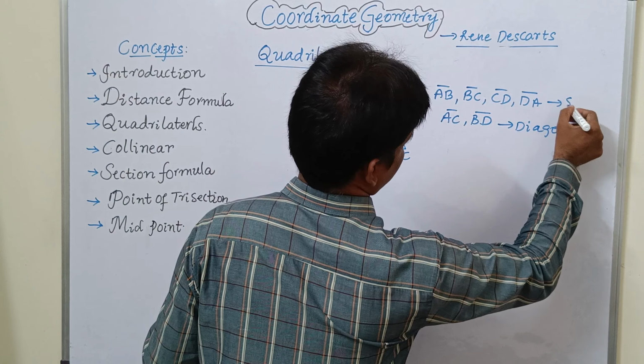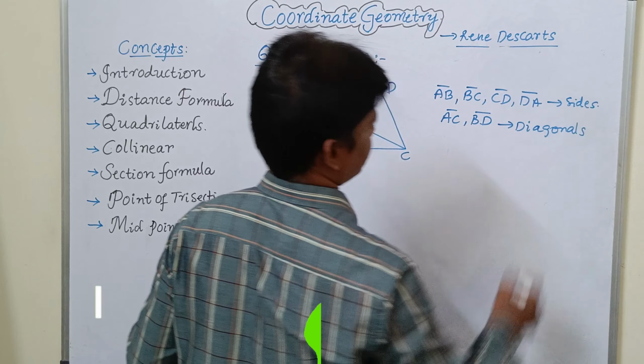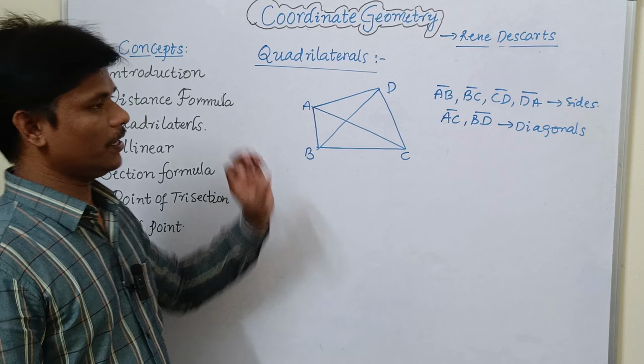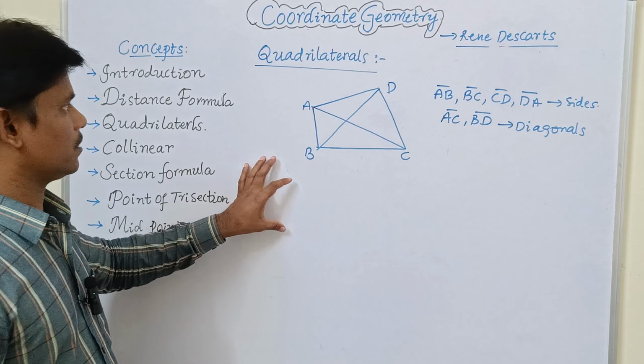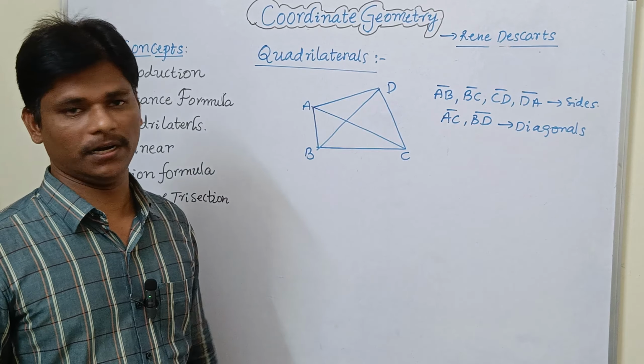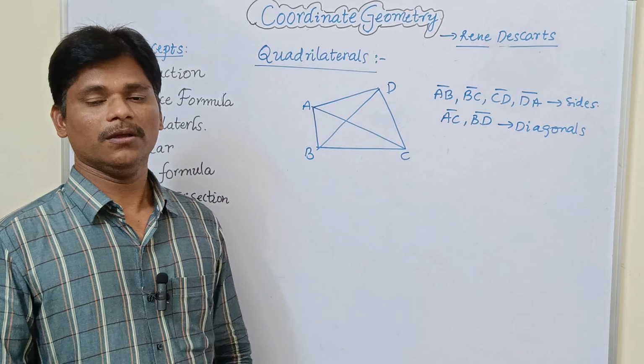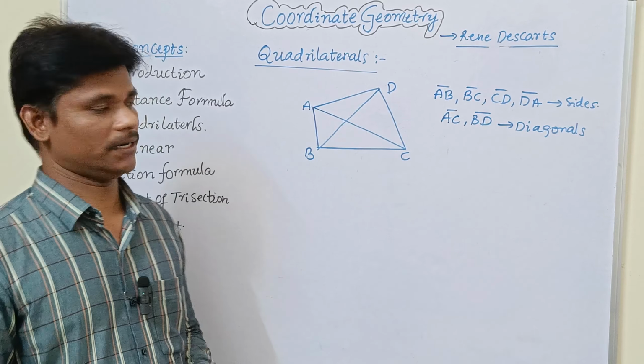Diagonals. These are the sides or line segments. So how do we find out in a quadrilateral what the main uses and main properties are? What are the types of quadrilaterals, and what are the properties of those quadrilaterals?